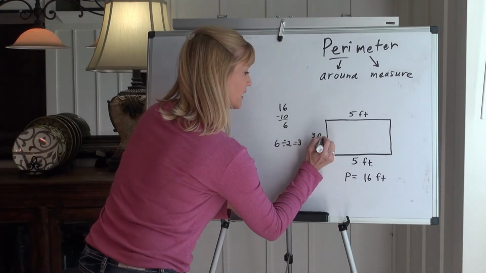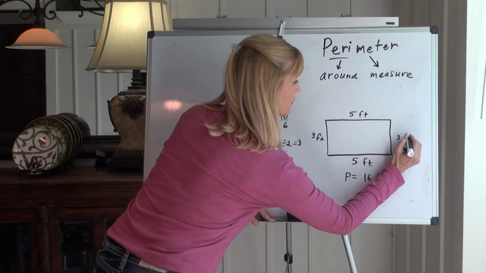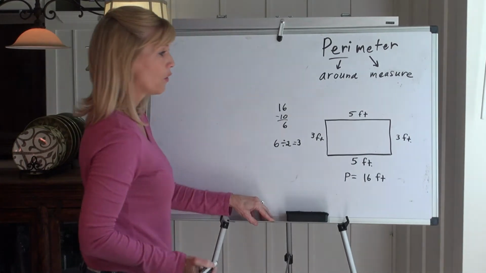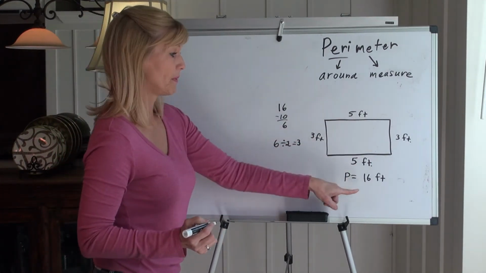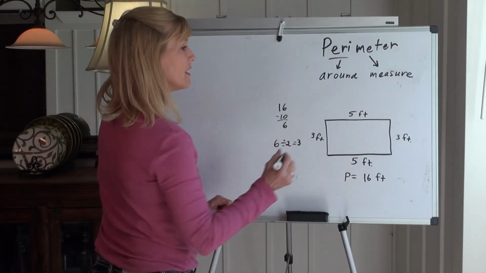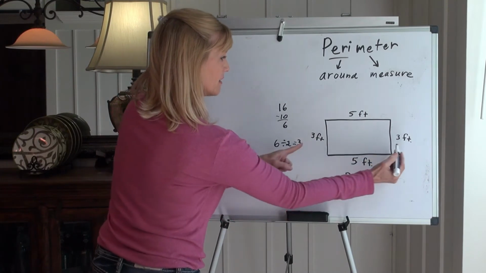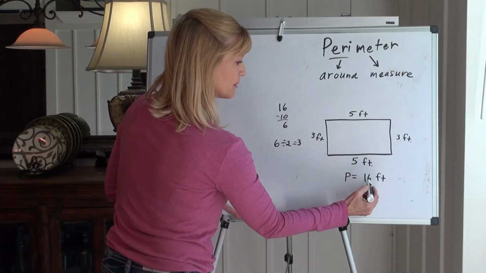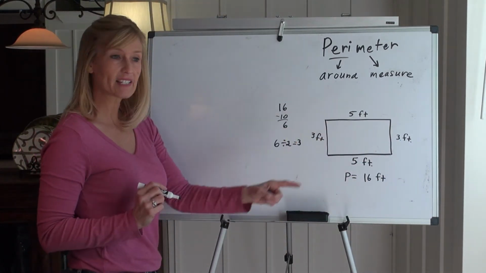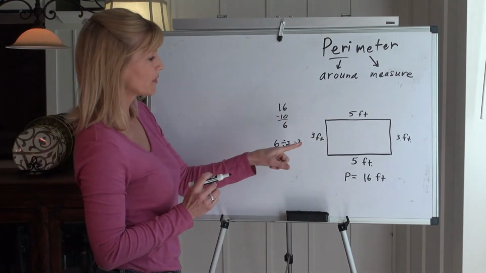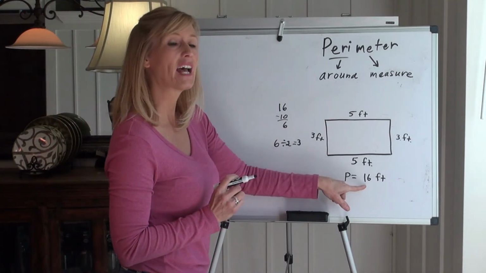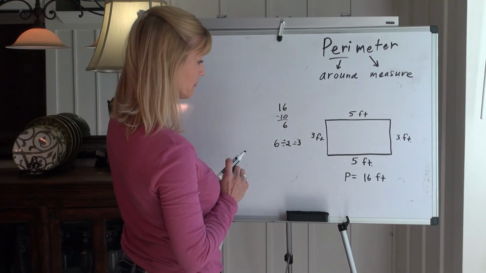If we put 3 feet here, 3 feet here. When we add these up, it better equal 16 feet. 5 plus 5 is 10. Here's 6 right here. 10 plus 6 is 16. So yes, we were able to figure out the missing sides because we were given the total perimeter.